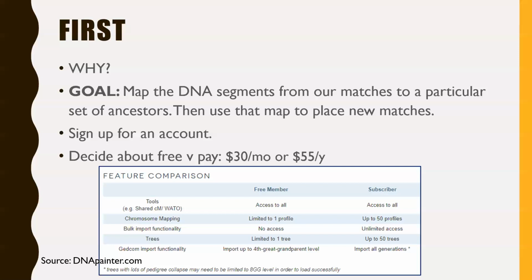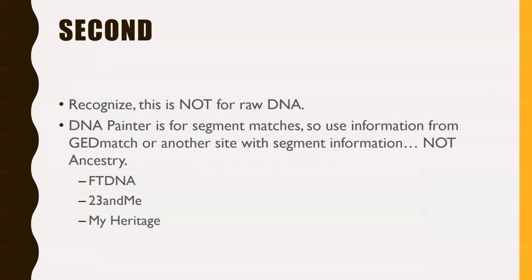For subscribers, you can have up to 50 profiles, which is pretty amazing. I'm not there yet. I think I have 3 right now, and most of them are demo. And you can have unlimited access to the bulk import, and that's pretty astounding. I love that tool. You can have up to 50 trees for those 50 profiles, and so on. So I really like the fact that I have a lot more access on the pay side. But again, you have to look at your DNA dollars and figure out what's the best use for that.